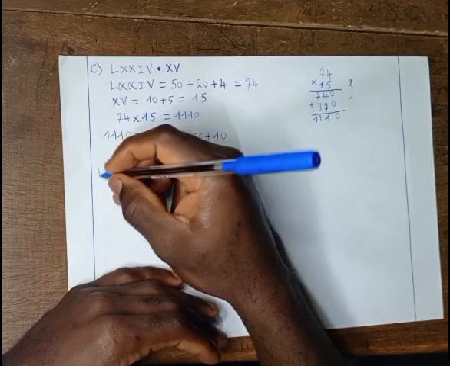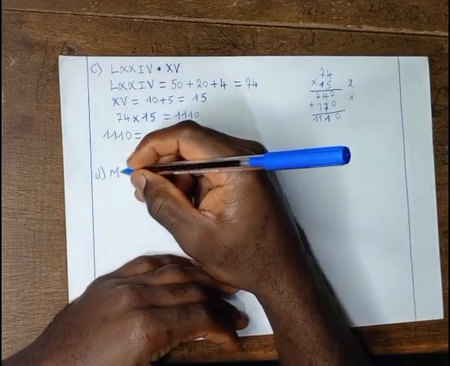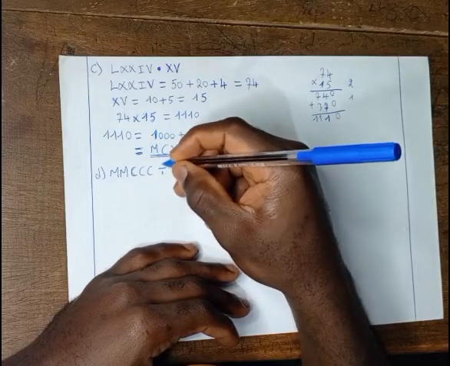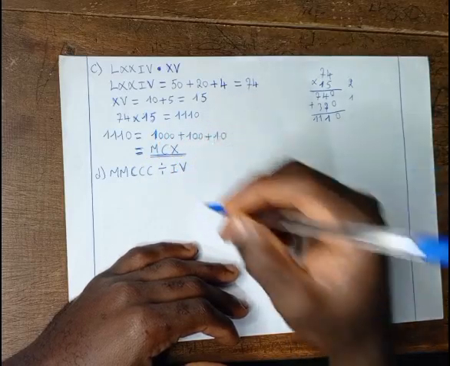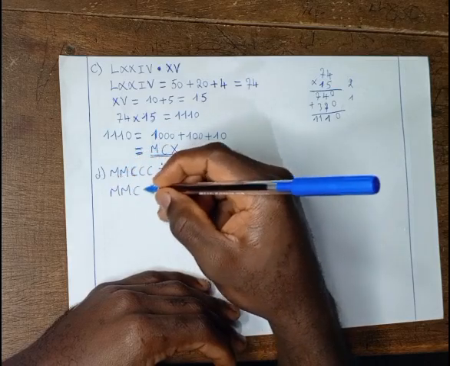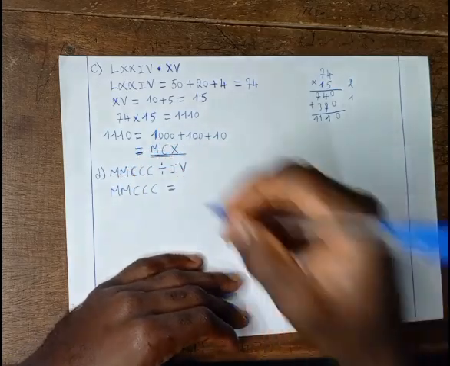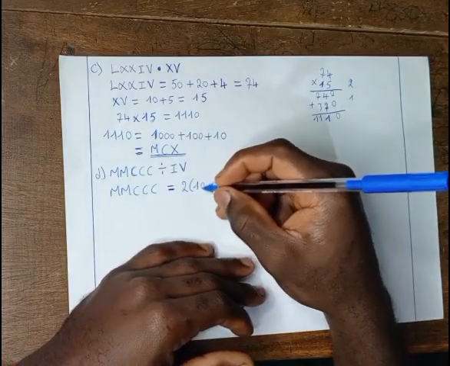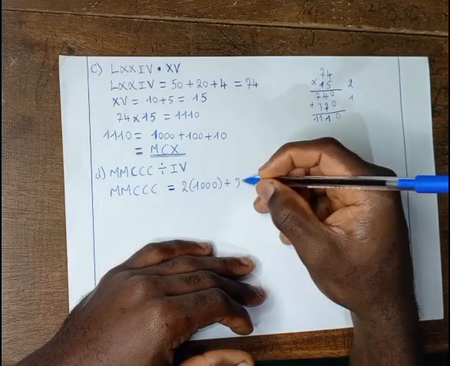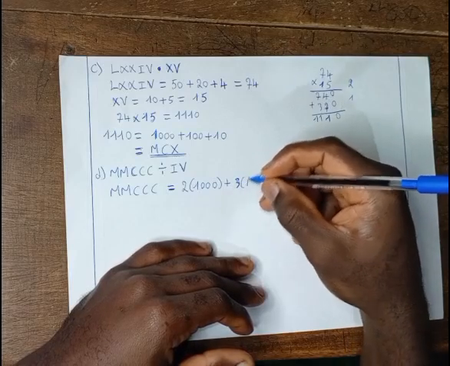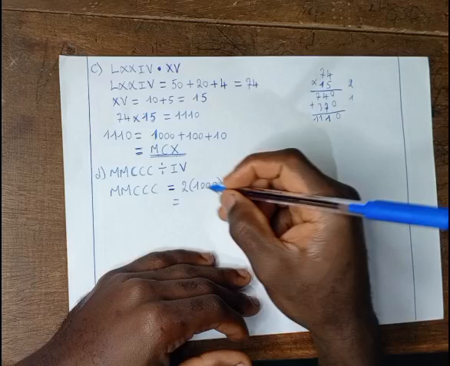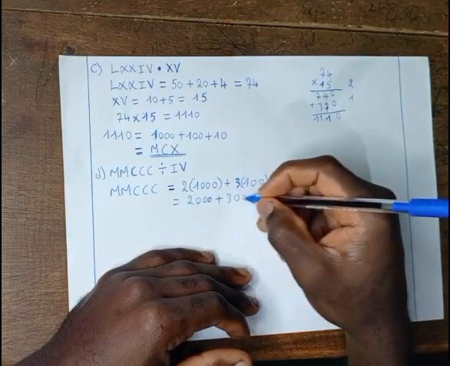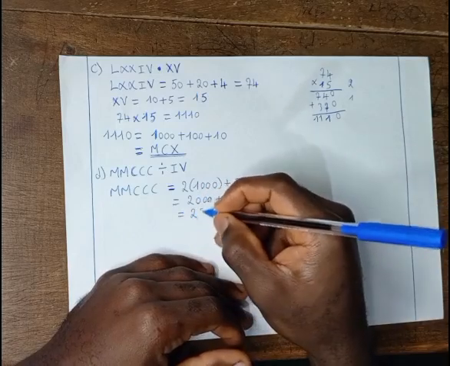Next, we go now to question D, which is the last. We have MMCCC divided by IV. We know MMCCC is simply equal to, here we have two M's, 2 times, we know an M represents the number 1000, plus we have 3 C's, we know a C represents the number 100. So this will give us 2000 plus 300, which is simply equal to 2300.